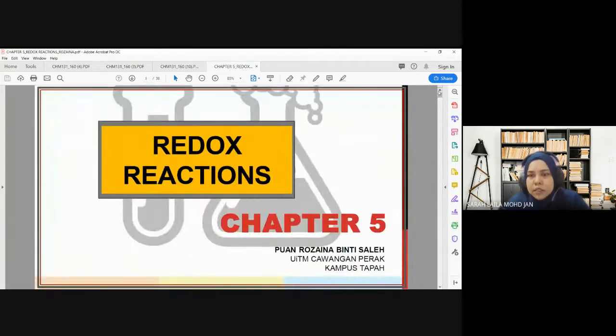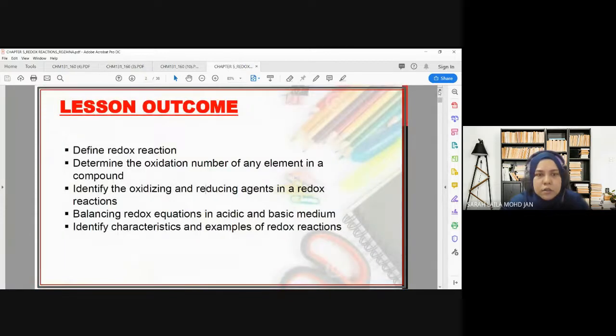So today we continue our chapter 5. Yesterday kita dah settle on lesson outcome untuk definition redox reaction in terms of three things: loss of oxygen, definition on hydrogen, dan juga apa lagi satu? Definition of oxygen, hydrogen, electron transfer. Okay, and then kita dah tengok juga lesson outcome yang kedua, which is determination of oxidation number.